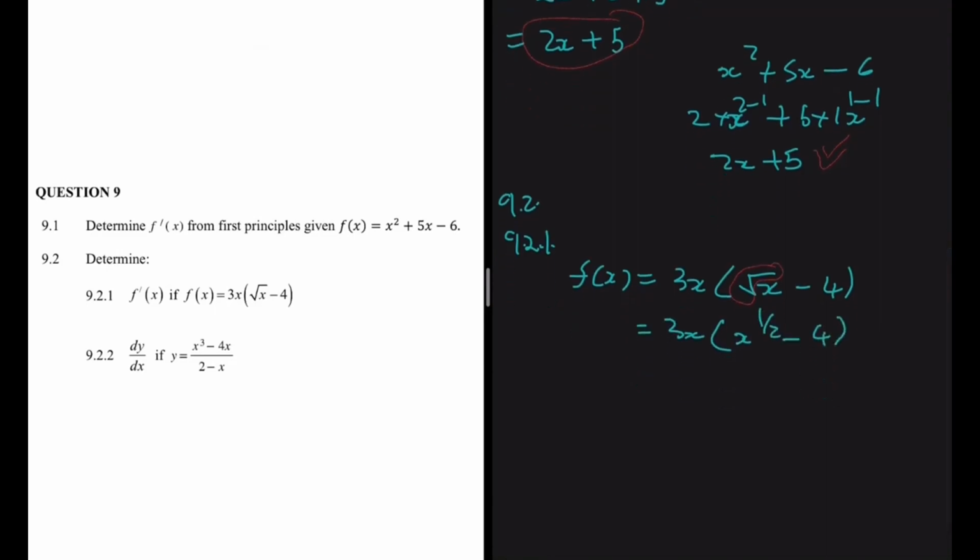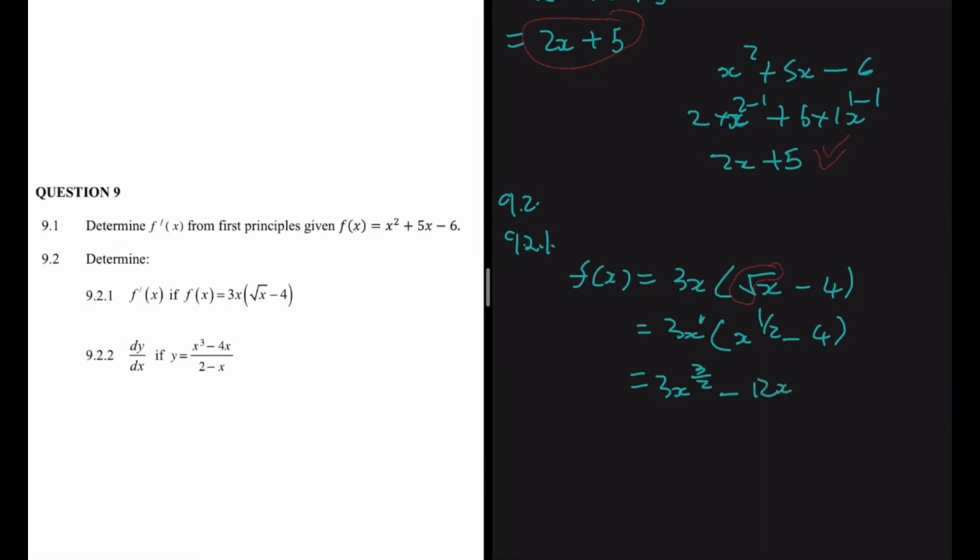So now we can further simplify. If we further simplify, we're going to get 3x, right? We know that there's always a 1 here, right? So that will be 1 plus 1 half, so that will be 1.5, which you can write as just 3 divided by 2, minus 3 multiplied by 4, that is 12. So we have 12x, right?